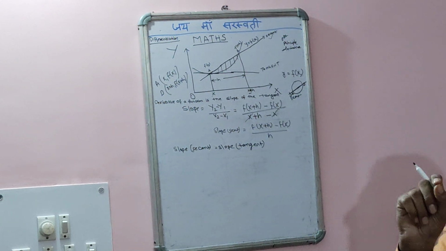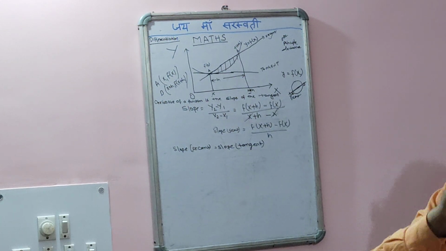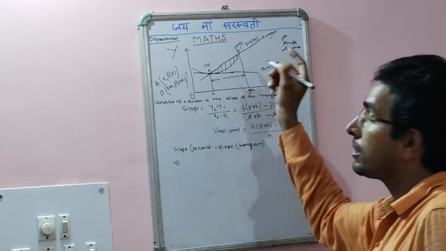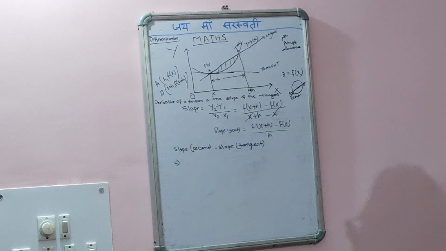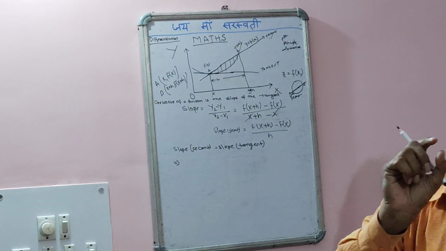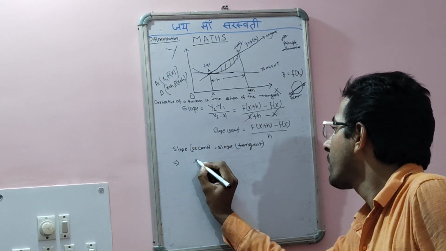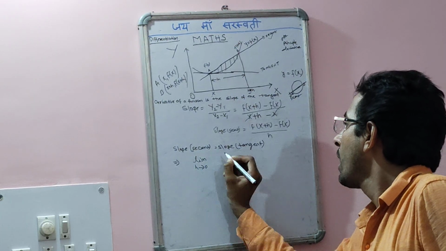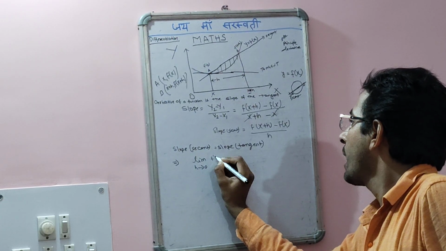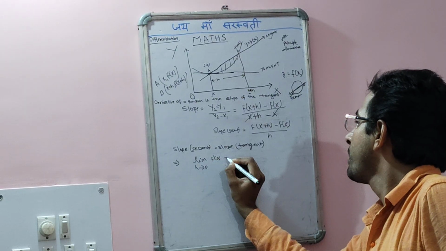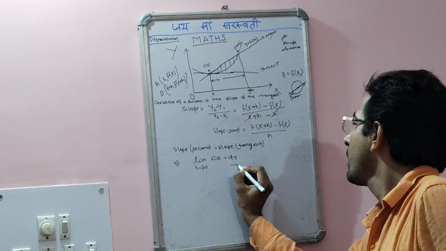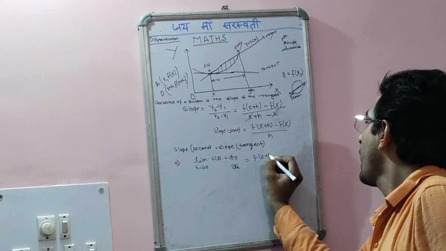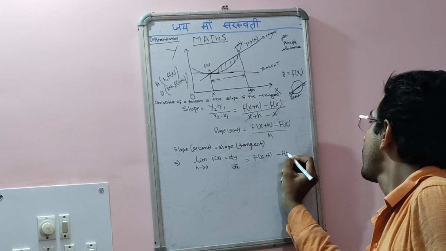The derivative of a function is the slope of the tangent. So we can write here, we are decreasing the distance, so we are applying the limit. So limit h tends to 0, f dash x, that is basically dy by dx, is equal to (f(x + h) minus f(x)) by h.